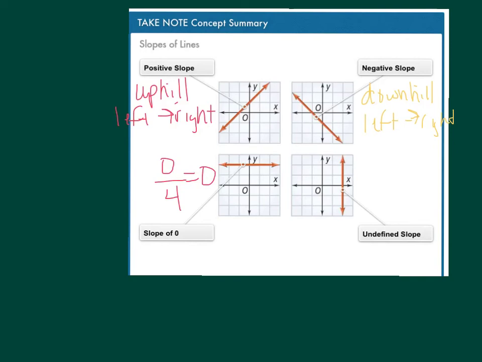Now the undefined slope, this is something that is not possible. On this one, we can rise 4, but the run is 0, and you cannot divide by 0, that's undefined. So make sure you get this in notes. Positive slope goes uphill, negative slope goes downhill. A 0 slope is a horizontal line. Undefined is vertical, that cannot happen.